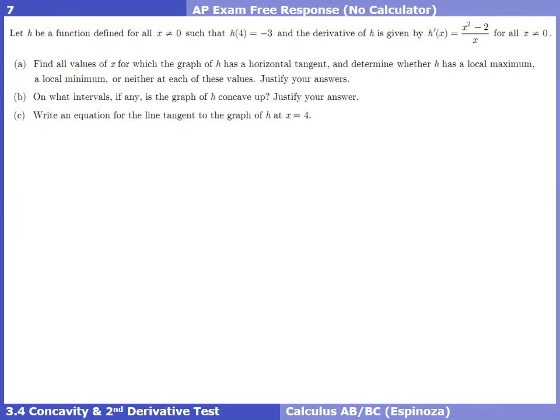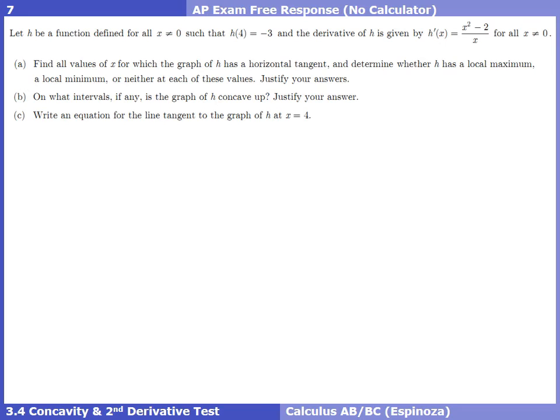Okay, last example is a very good example since it is an AP free response exam question. And just to make note of it, this is no calculator. So what do we have? Well, we have h as a function, and it's defined for all x values except at 0. So that might be important.